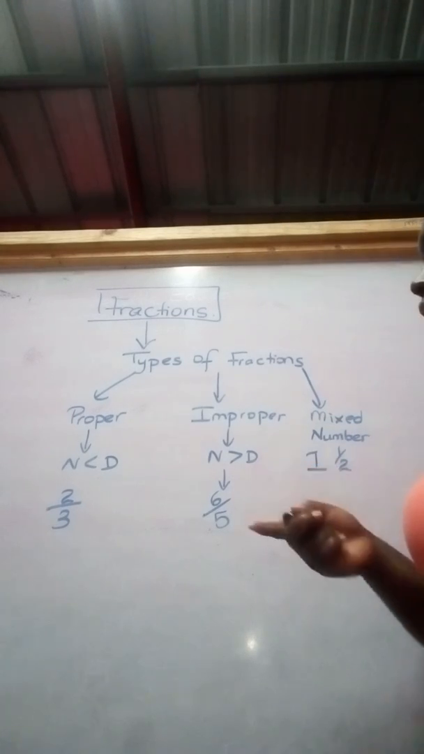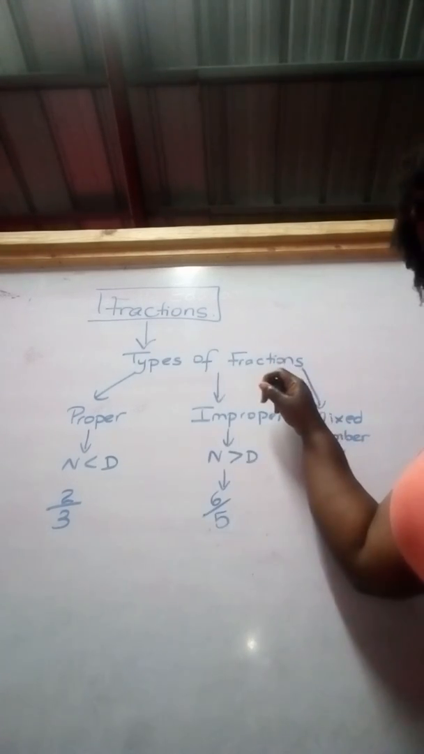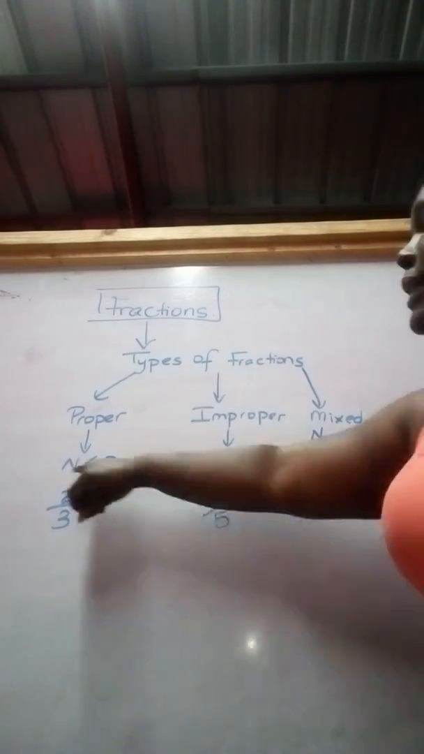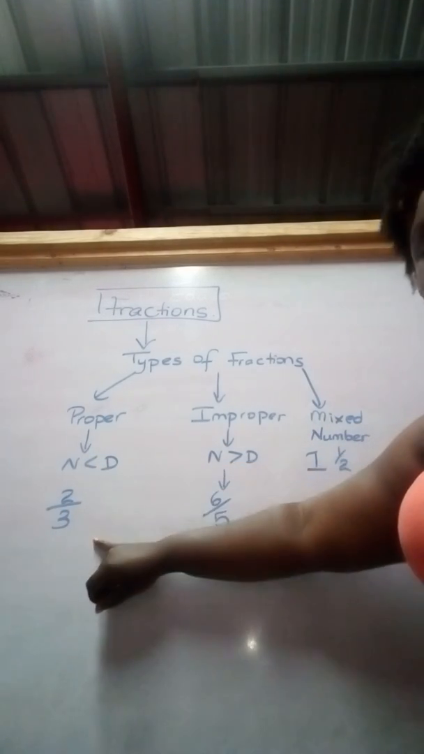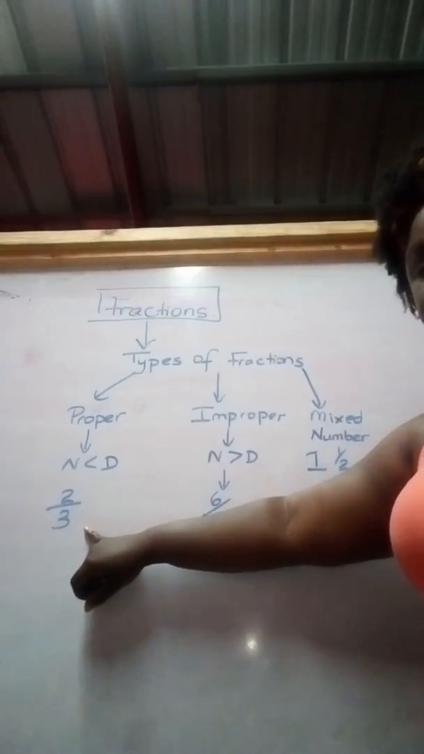Today we'll be looking at fractions. There are different types of fractions. There are proper fractions, where the numerator is less than the denominator. In the example shown, there's 2/3, where 2 is less than 3.